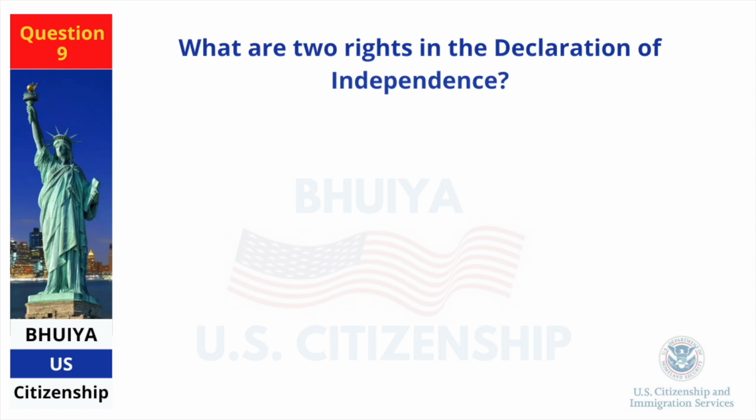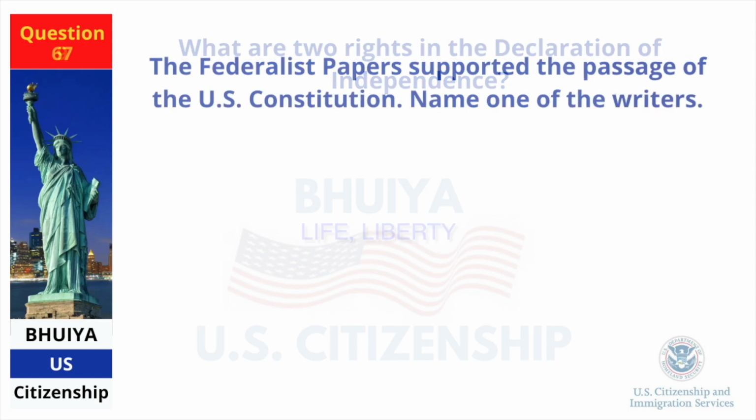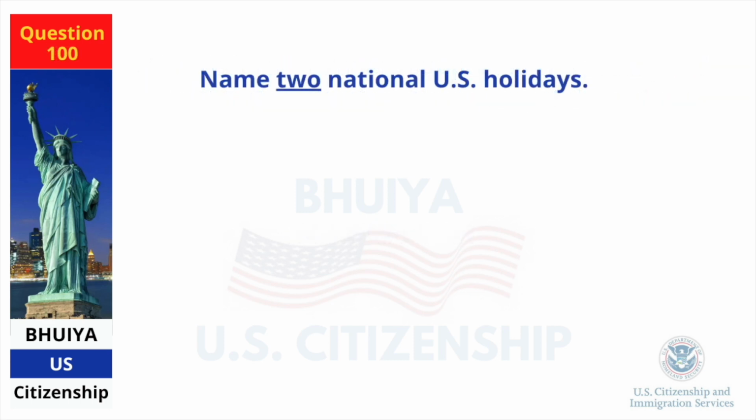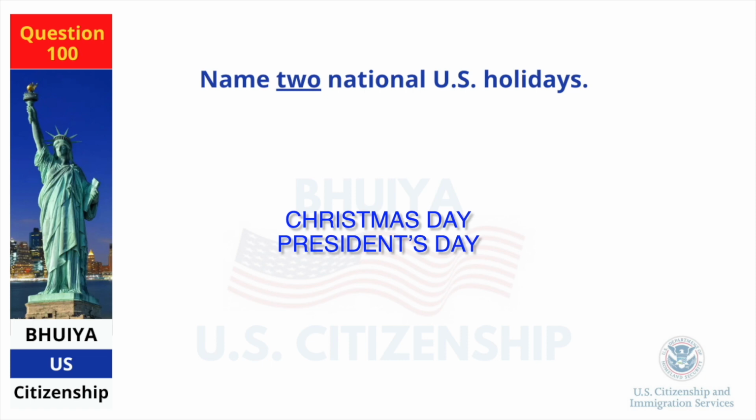What are two rights in the Declaration of Independence? Life, liberty. The Federalist Papers supported the passage of the US Constitution. Name one of the writers. James Madison. Name two national US holidays. Christmas Day, President's Day.